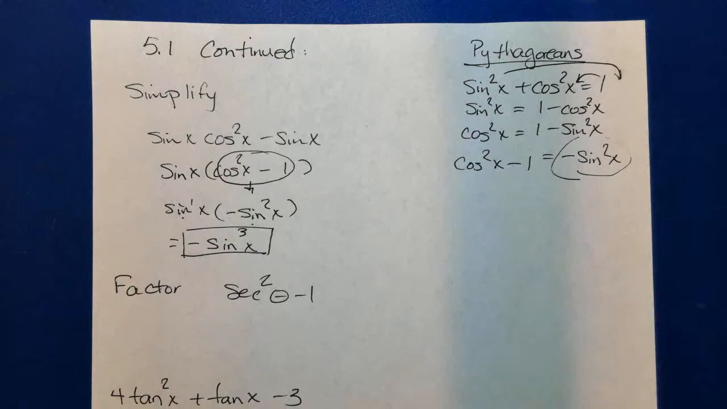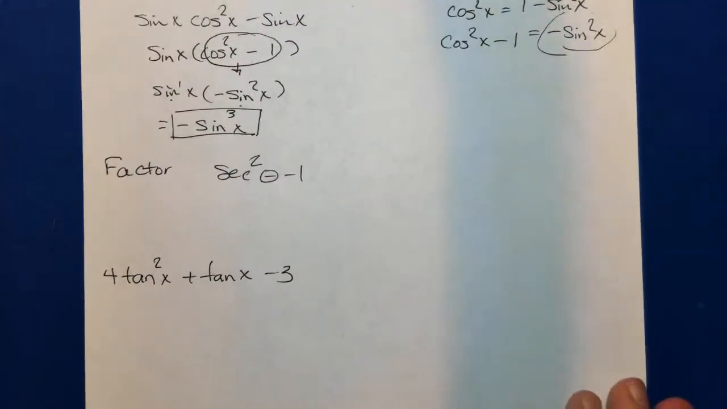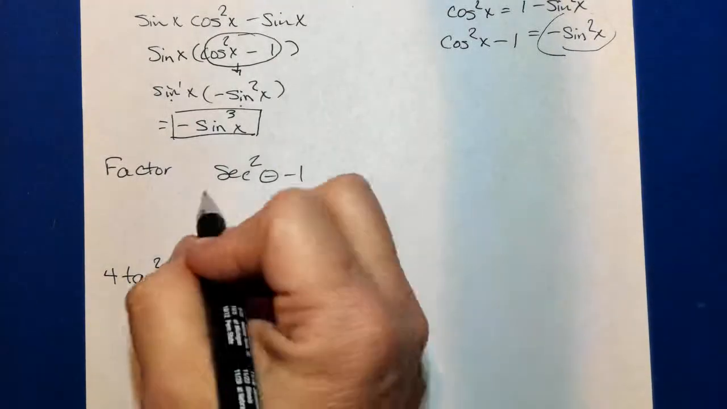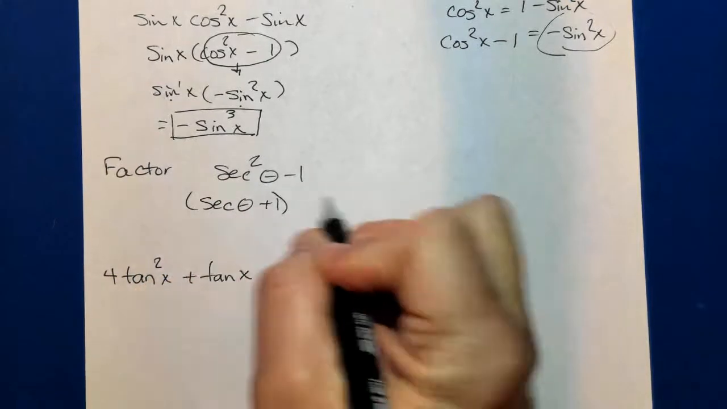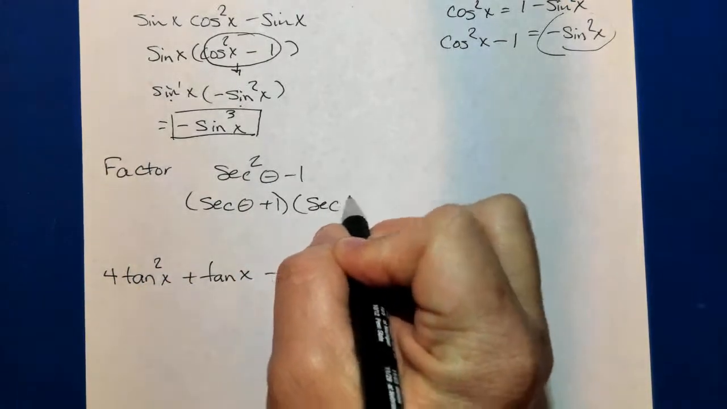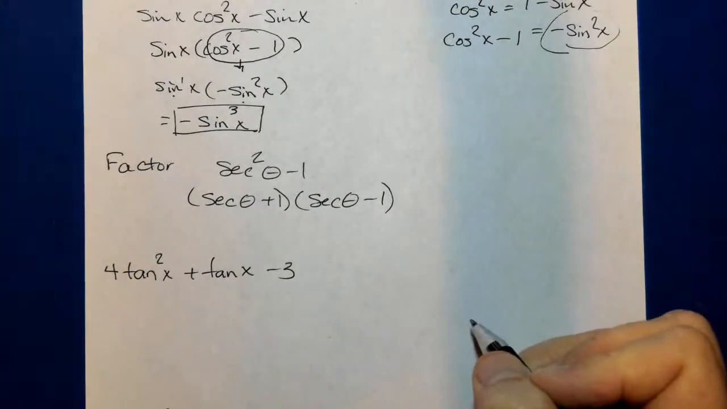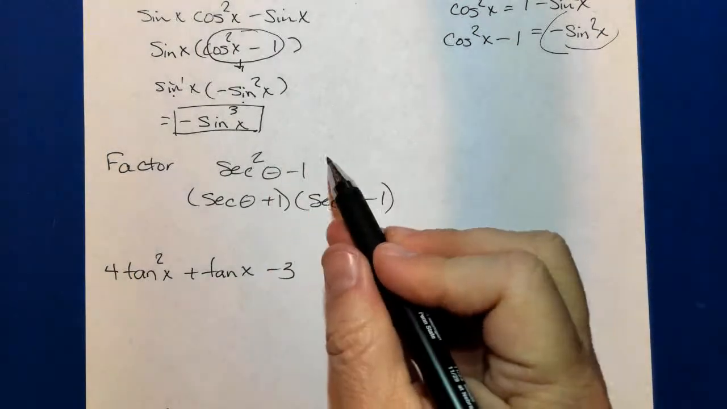Alright, let's look at the next one. Secant squared minus 1. When I look at this, I see a difference of squares. So let's just factor it into secant theta plus 1, secant theta minus 1. Done. It's a difference of squares, a square minus a square.